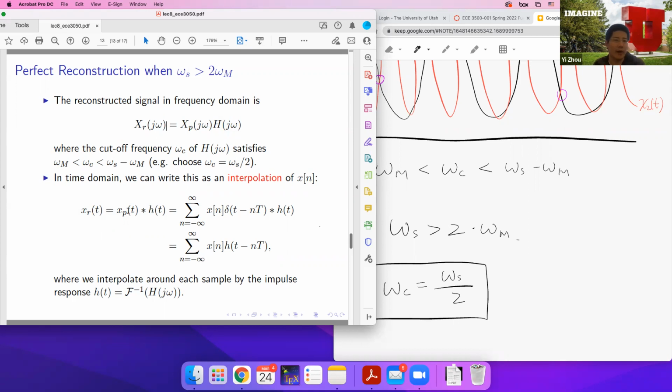Okay, so here x_p(t) is your sampled signal, and h(t) is the inverse Fourier transform applied to the low-pass filter. And we know that h(t) is a sinc type signal because the inverse transform applied to a rectangle spectrum gives a sinc type signal.